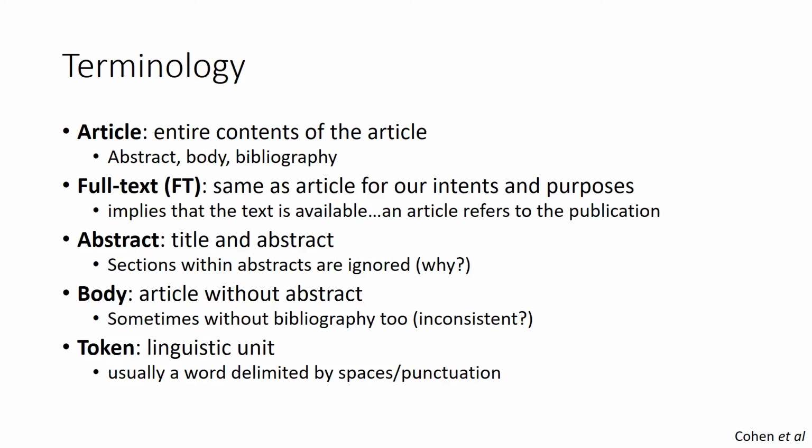Some articles are simply a publication somewhere out there. It does not mean that it has the full text necessarily always. So we distinguish it that way. Now for abstract, it can include the title. When we're talking about bodies, we are talking about an article without the abstract, and sometimes without the bibliography as well. The last word is token, which is a linguistic unit, and most of the time it's just a word. It just means a word.